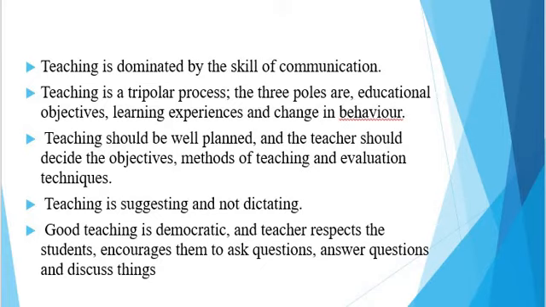So the next characteristic is that teaching is a tripolar process. Means how? The three poles are educational objectives, learning experiences and change in behavior. Means we can simply say that teaching is a process of three poles. A teacher gets the educational objectives and provides learning experience and changes the behavior of the student. So the next characteristic of teaching is that teaching should be well planned and the teacher should decide the objective, methods of teaching and evaluation techniques.